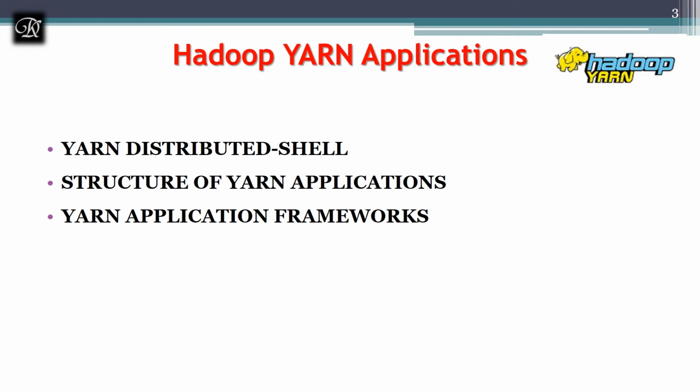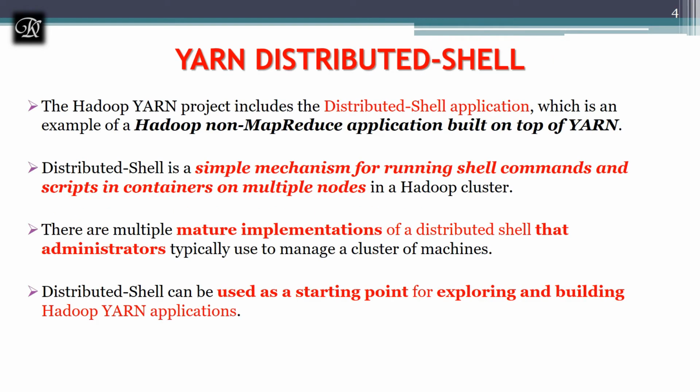Let's see one by one: Yarn distributed shell, the structure of a Yarn application, and the Yarn application framework. First we'll see the Yarn distributed shell. We know what a shell is. A shell is an environment where we can run commands. I think all of you have hands-on experience with the bash shell. Many shells are there which you have studied in your Unix subject. So Yarn also provides a distributed shell.